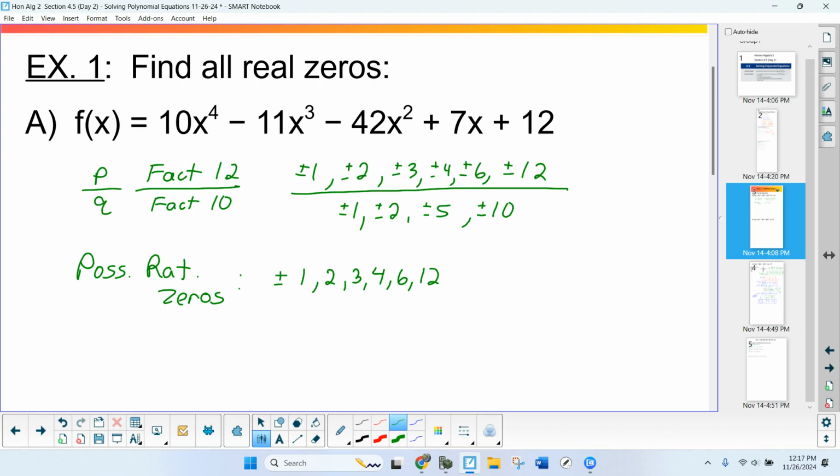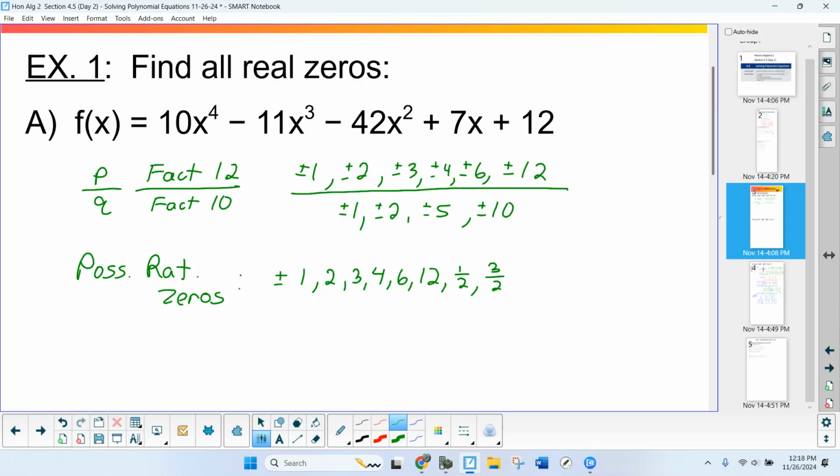Now we got to put them all over 2. When you put them over 2, you get 1 over 2. Now, when you put 2 over 2, that's what? It's already in the list. Then I go what? 3 over 2. Then when I go 4 over 2, that's what? 2. Already in the list. 6 over 2. What does 6 over 2? 3. And 12 over 2 is what? 6. Got all those. Okay.